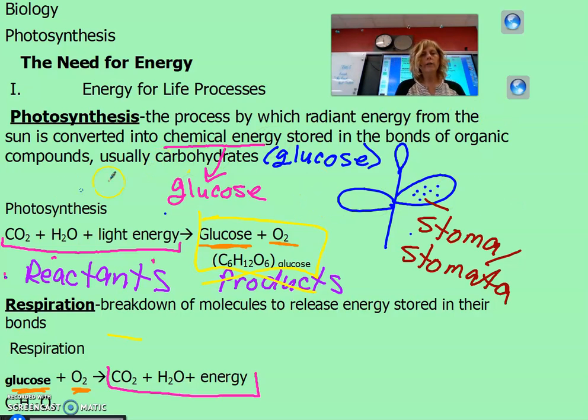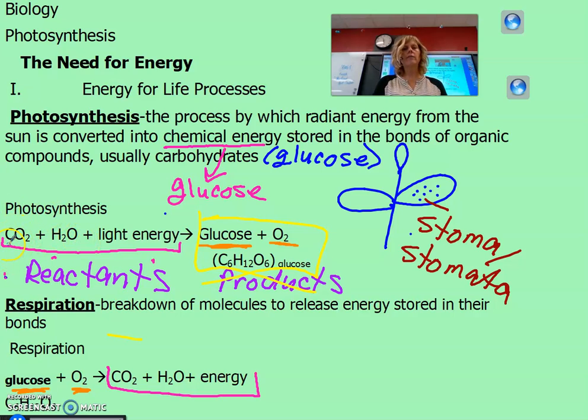The entire process of photosynthesis is, however, represented by this equation: some carbon dioxide, some water, and then light energy from sunlight. Those are the reactants. And then the products are that glucose, C6H12O6, that formula, and then oxygen. Thank goodness for us, because that's actually what we need.